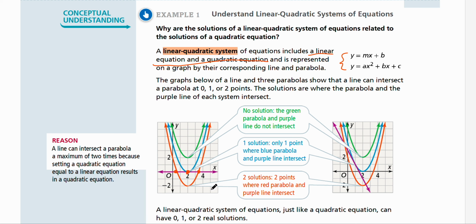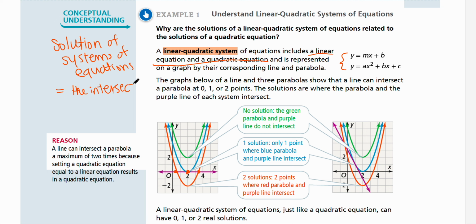So then it's no solution. So the solution of a linear quadratic system, the solution of any system of equations, means the intersecting points. What points are both on this equation and that equation at the same time? The intersecting points. So as many as you can.